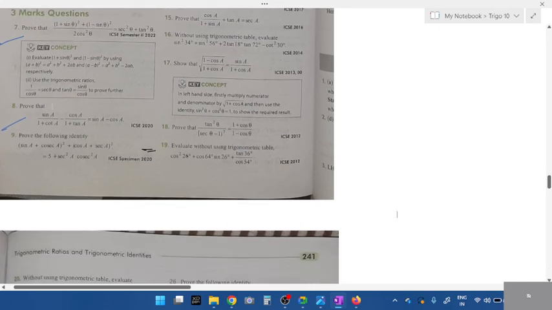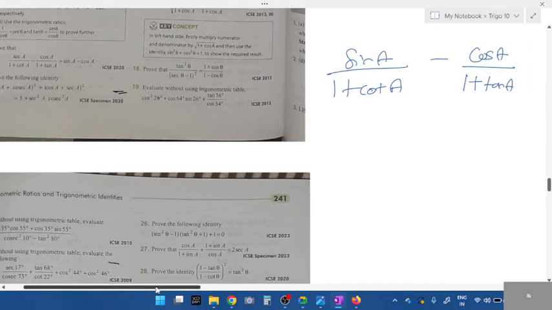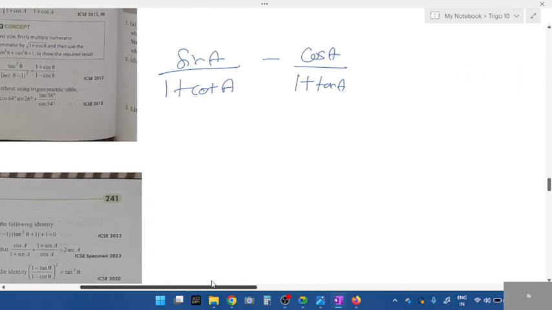So 7th is done. 8th question. Sin A divided by 1 plus cot A minus cos A divided by 1 plus tan A is equal to sin A minus cos A.